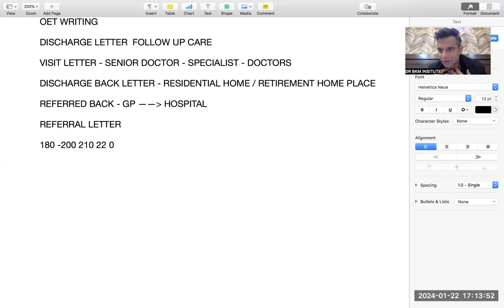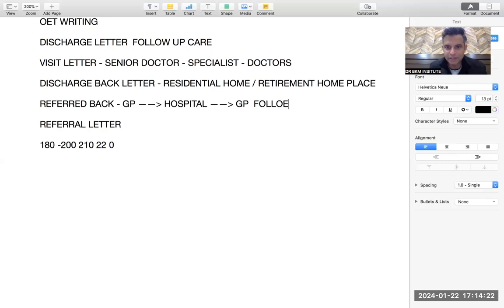And we are the nurse or doctor at the hospital. We provided the treatment and the patient is better. So it is the same as the discharge back letter, but in the discharge back letter it was a place, and now it is a GP, a person. So the GP sent the patient to hospital. After getting better in the hospital, he is being discharged, and we refer the patient to the same GP again, so that now you provide the follow-up care.